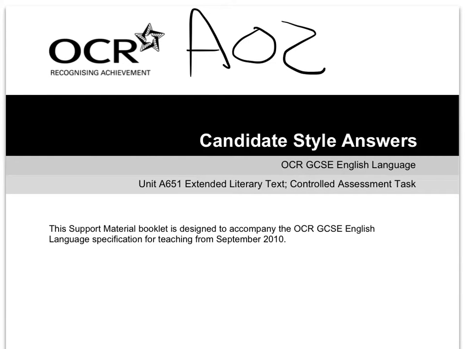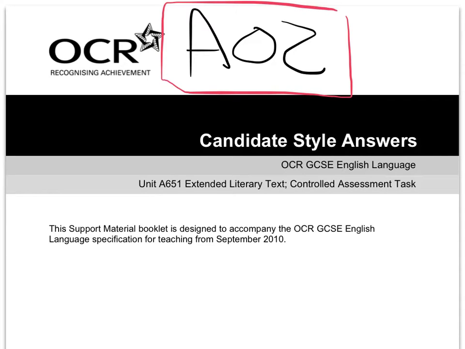Okay, AO2 essentially is how well you can analyze a writer's language and structure and form, and how that helps convey things like theme, plot, and setting. So it's basically your criticalness of language and your precision in analyzing it. And that's what we're going to be focused on today. So nothing else. We are just going to focus on AO2.